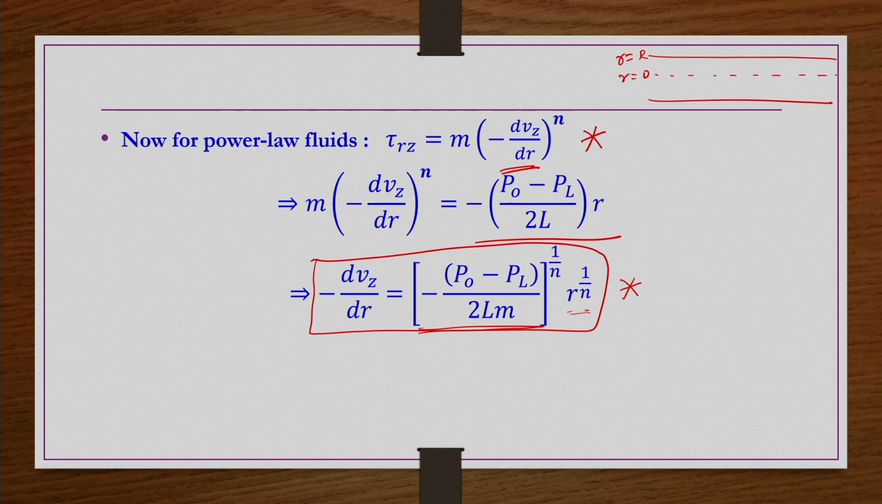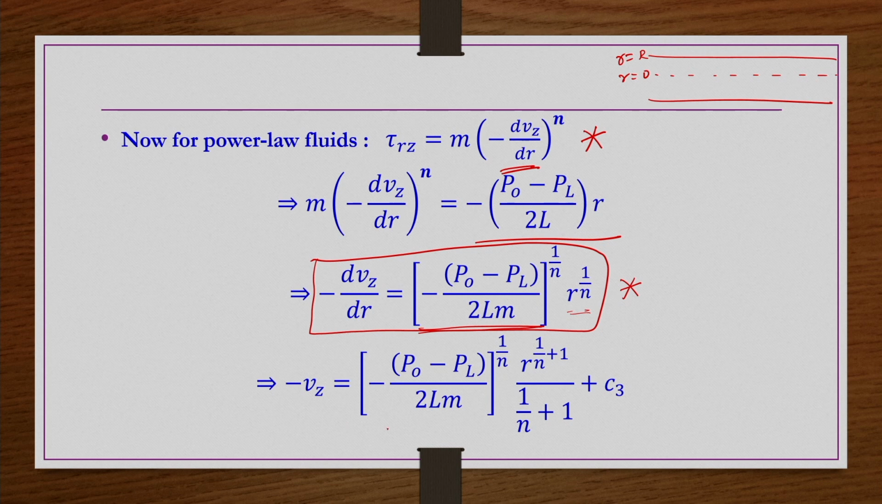However, first we have to integrate this equation to get Vz. That we can do: minus Vz is equal to, this is all constant, and then the integration of r power 1 by n is nothing but r power 1 by n plus 1 divided by 1 by n plus 1, plus integration constant C3.